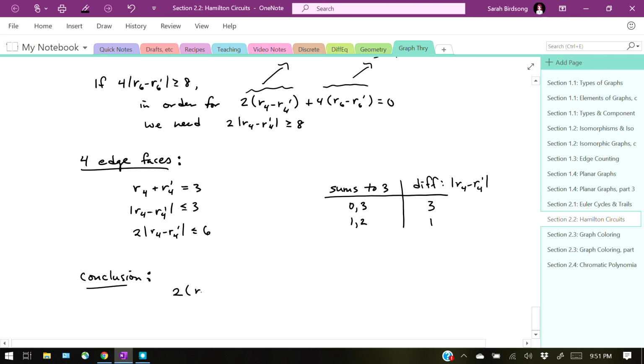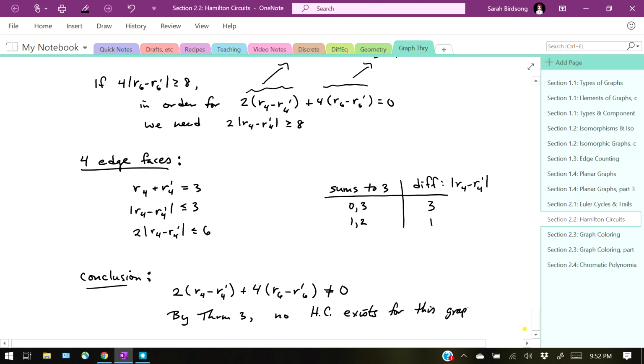It doesn't matter what we do. This formula of 2 times the difference of the R4s plus 4 times the difference of the R6s, there is no way that we can ever get that thing to equal 0. Doesn't matter what we've tried to figure with the algebra, it will never equal 0. So what this means is that by our theorem 3, which I abbreviated right there, no Hamilton circuit exists for this graph.